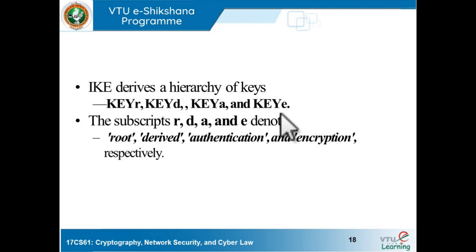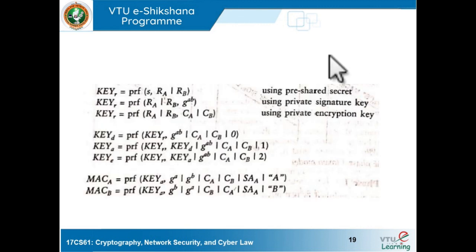Now over here we can see that there are root keys that are derived, and also there are root keys that are computed, and there is a derived key, an authentication key and an encryption key, and also we can see that a MAC value is computed for the party A and the communicating party B. Now let us look at the root keys that are derived.